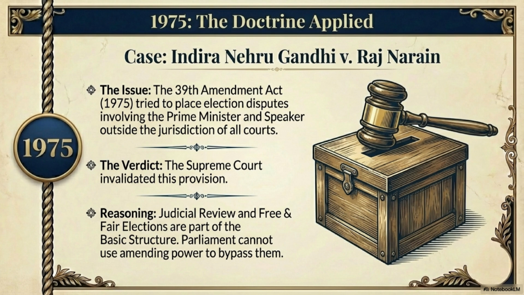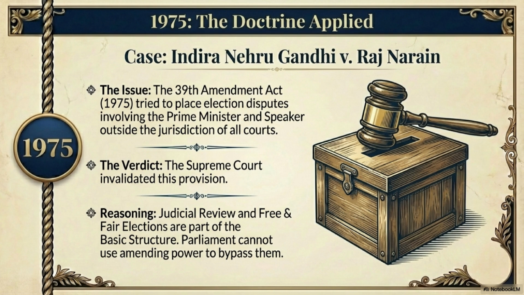Yes. And while her appeal was pending in the Supreme Court, Parliament, which she controlled, passed the 39th Amendment Act of 1975. What was in this act? What did it do? It was incredibly specific. Among other things, the 39th Amendment contained a provision that said election disputes involving the Prime Minister and the Speaker of the Lok Sabha were outside the jurisdiction of all courts. Wait. So if there's a dispute about whether the PM was elected fairly, the courts aren't allowed to look at it. That's what the amendment said. It tried to place those specific offices above judicial scrutiny regarding their elections.